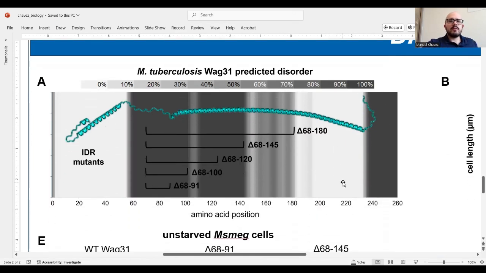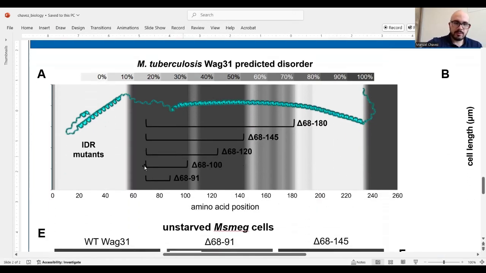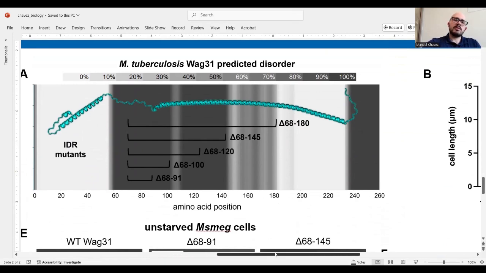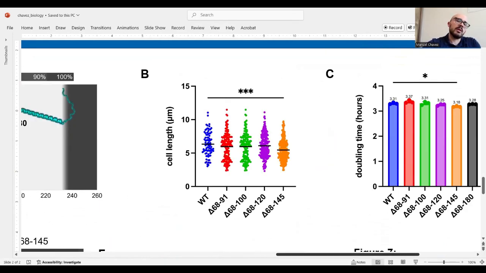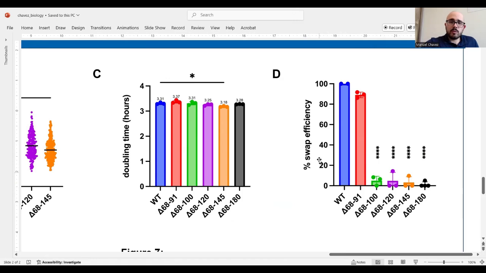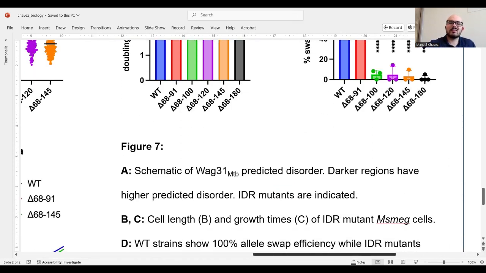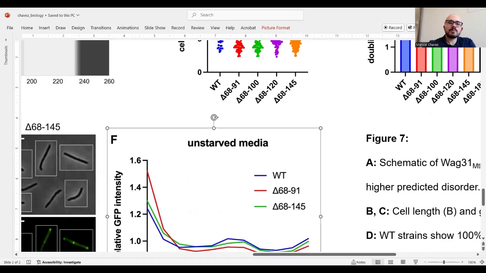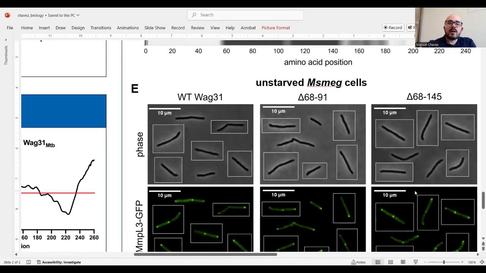To continue testing these hypotheses, I made several mutations of the IDR region. Some of these were very small mutations, some of them were very long, but the idea was that removing these regions would probably inhibit or prevent condensate formation in these cells. Here I'm showing you the different phenotypes of these mutations, where for cell length and doubling time there wasn't much of a difference in these mutants. But when it came to swap efficiency, or the likeliness for the cell to take in that mutation, we see that the longer the mutation, the less likely the cell was able to take it in, suggesting there was some sort of viability issue. The cells were less viable.